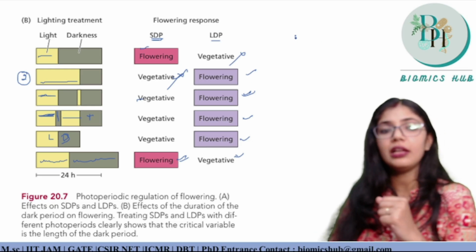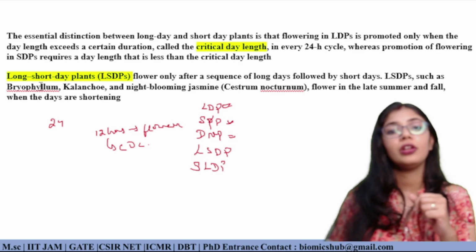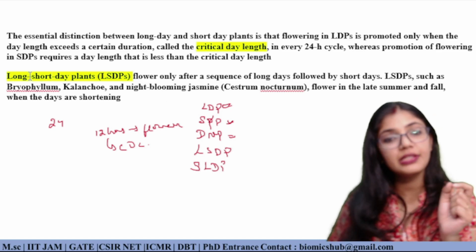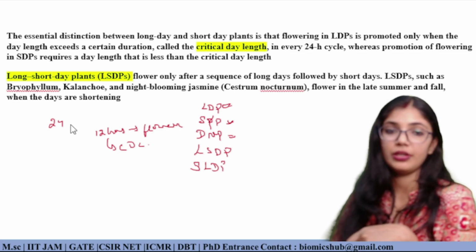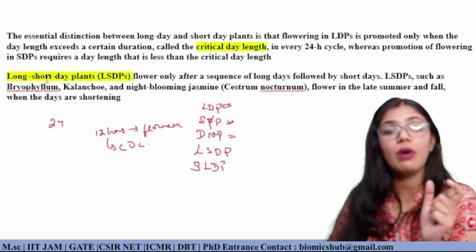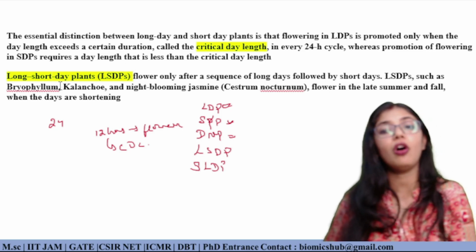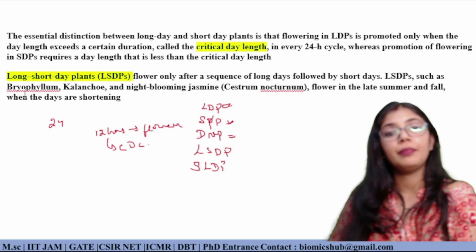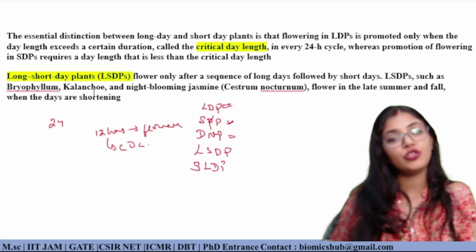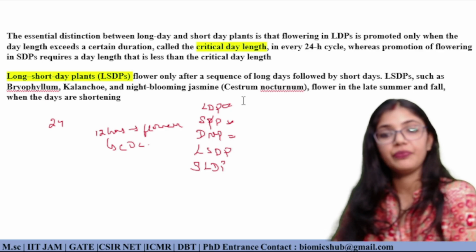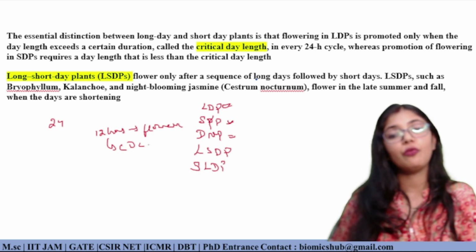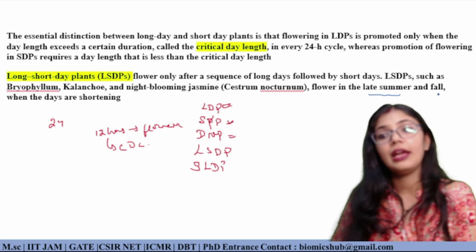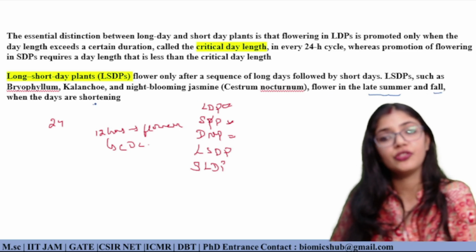What happens in case of long short day plant? In this case, at first it requires long day condition, and in the later stage it requires short day condition. So the examples are Bryophyllum, Kalanchoe and night blooming jasmine. What happens in this case? When does it flower? It flowers in the late summer and fall when the days are shorter.